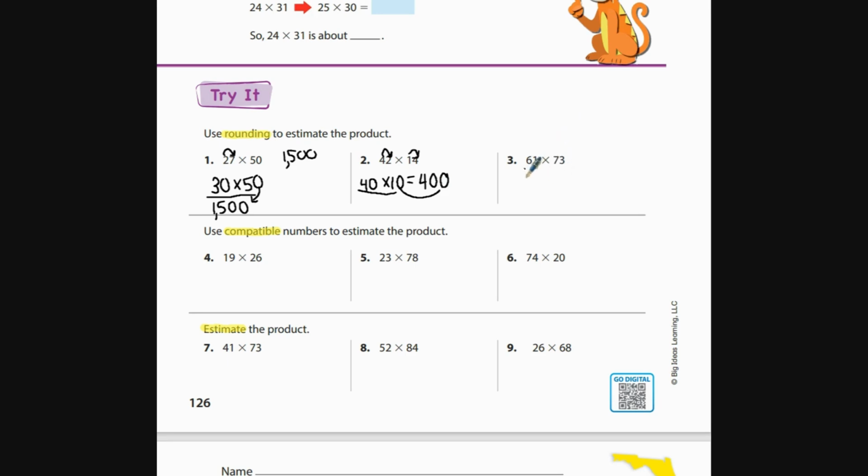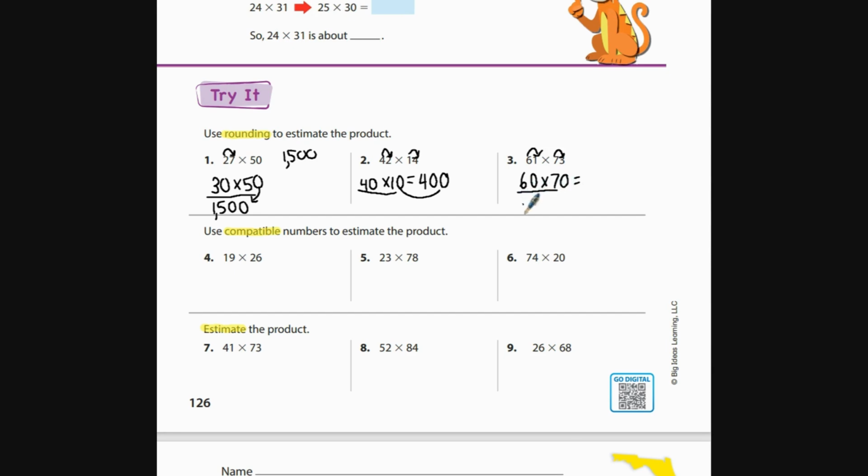And last but not least, let's look at number 3. So same rules apply. Let's look at the 1. 5 or more, raise the score. No. 4 or less, let 6 rest. 1 goes home, times, let's do 73. Here we go. 5 or more, raise the score. No. 4 or less, let 7 rest. 3 goes home.